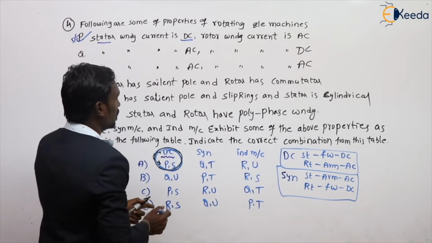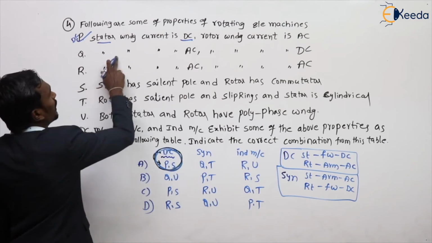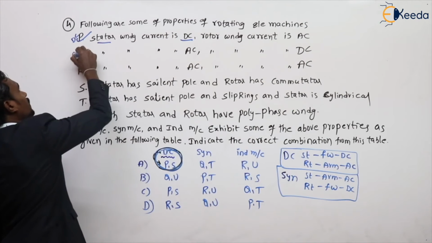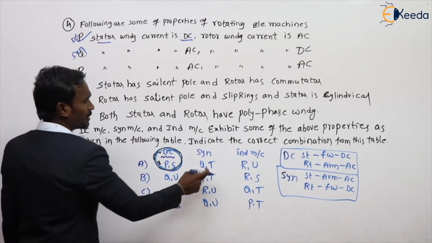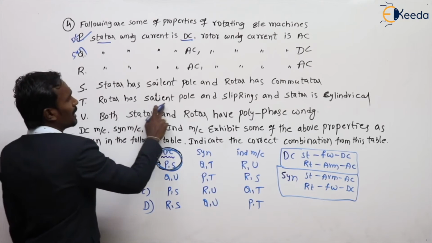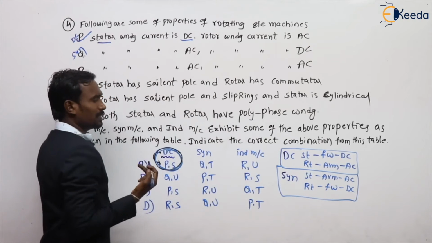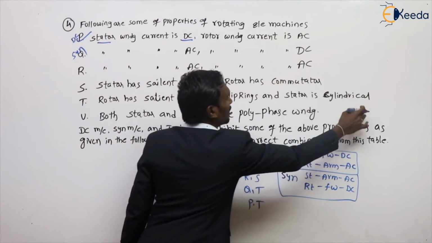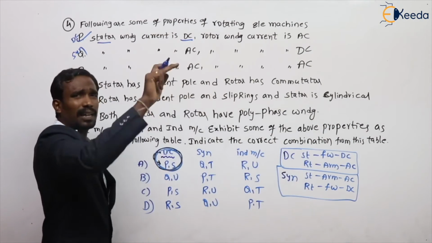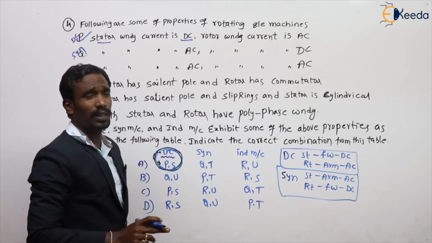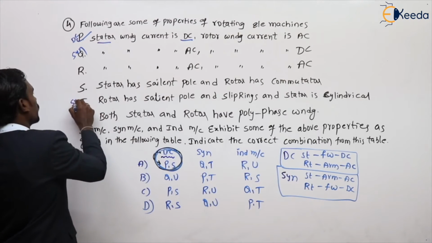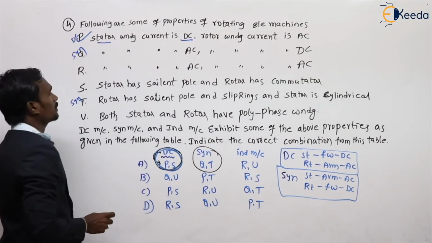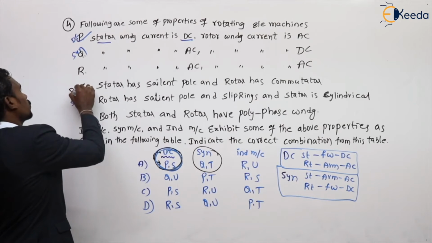So let's check it here. Q: stator winding is AC and rotor winding is DC. Very good. This is for the synchronous machine only. Next, T: rotor has salient pole and slip rings. Yes, in a synchronous machine, salient poles are in the rotor and the stator is cylindrical. So this is also correct for the synchronous machine. Q and T is possible. These two are for the DC machine.